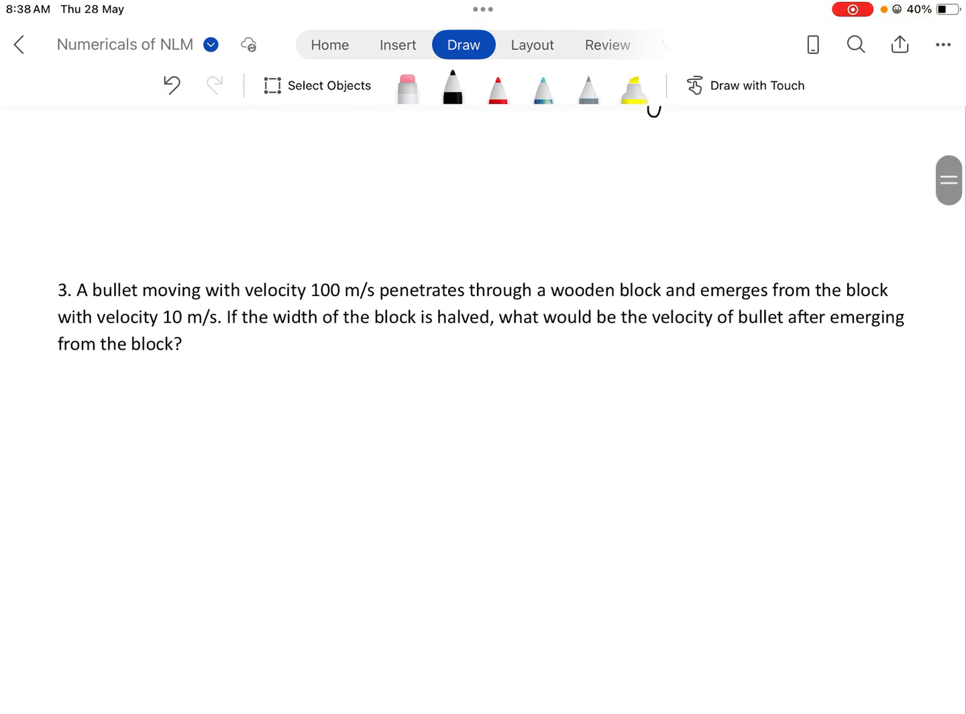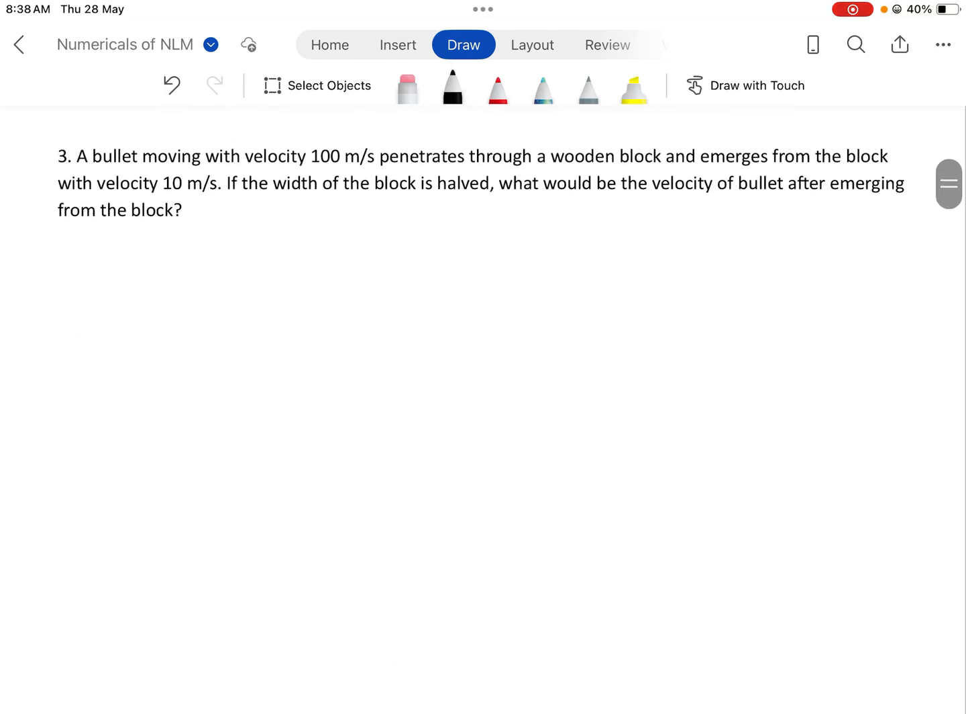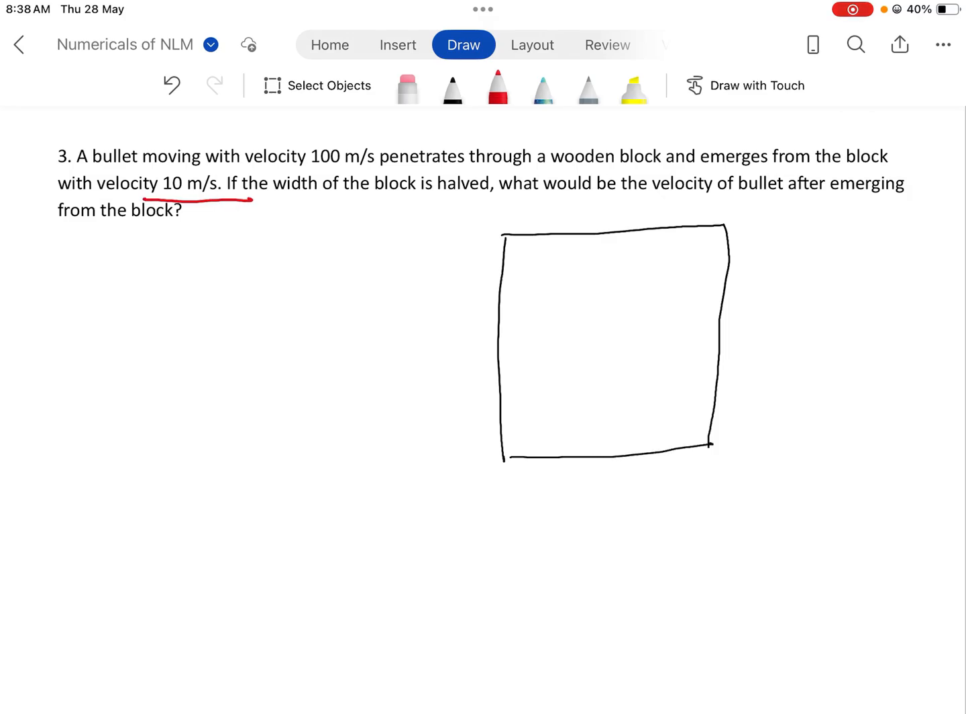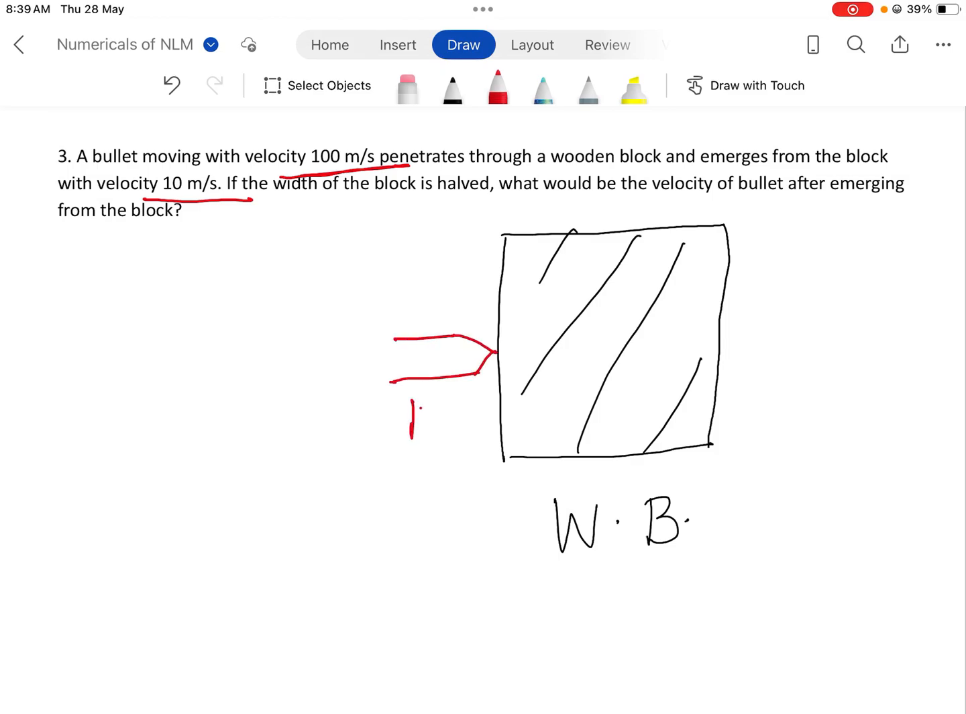Now next question you can see. A bullet moving with a velocity of 100 meter per second penetrates through a wooden block and emerges from the block with a velocity of 10 meter per second. This is the wooden block. This bullet is striking the wooden block with a velocity of 100, and emerges out from here with what velocity? 10 meter per second.